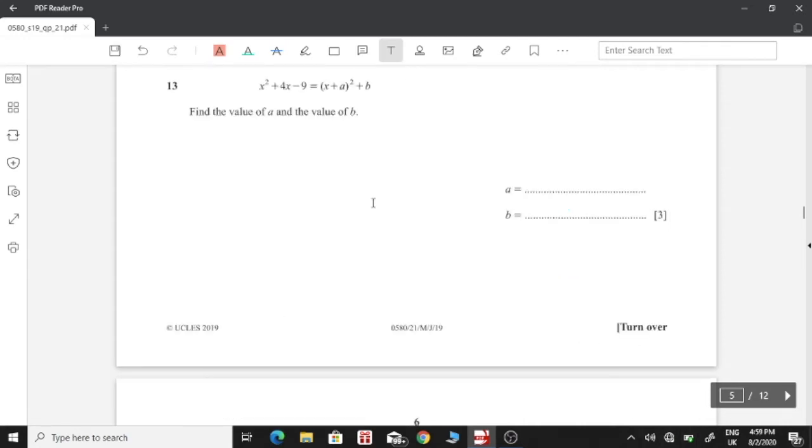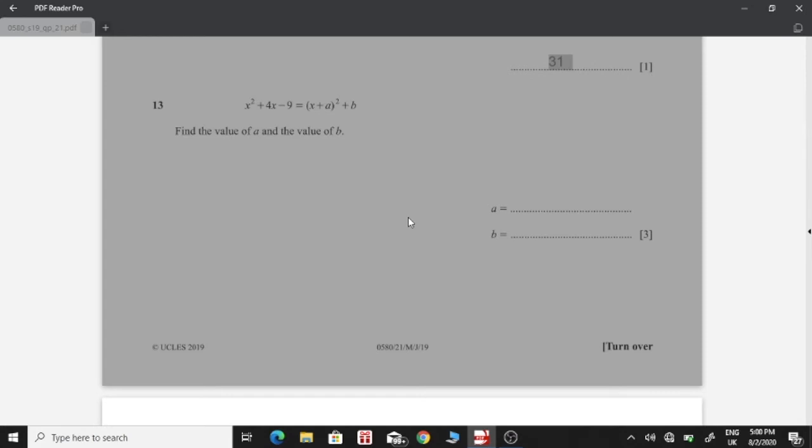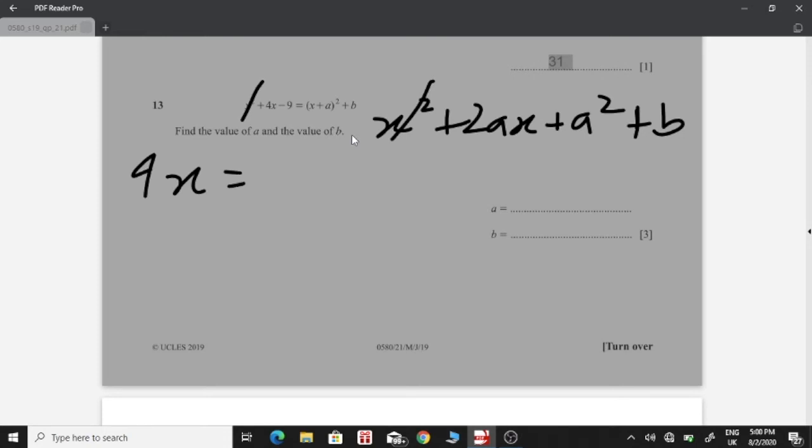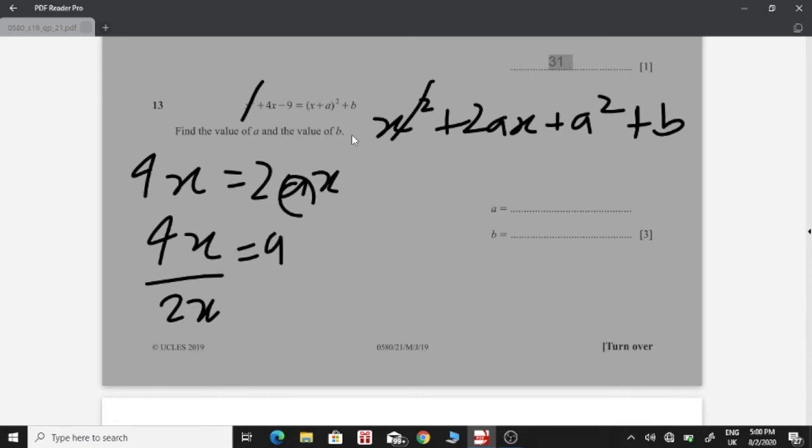Alright. Question number 13. x squared plus 4x minus 9 is equal to (x plus a) the whole squared plus b. Find the value of a and the value of b. Alright, so first off, I'm going to be simplifying the bracket, which becomes x squared plus 2ax plus a squared plus b. So this is equal to x squared plus 4x minus 9. Now I can just cancel x squared with x squared. They're the same. So 4x is equal to 2ax. Now we'll leave a on this side and shift 2x, which becomes 4x divided by 2x is equal to a. So a is 2.